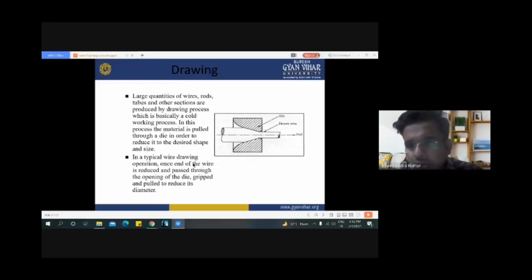In a typical wire drawing operation, one end of the wire is reduced and passes through the opening of the die, gripped and pulled to reduce its diameter. Sometimes we use this process for reducing the diameter of wires.